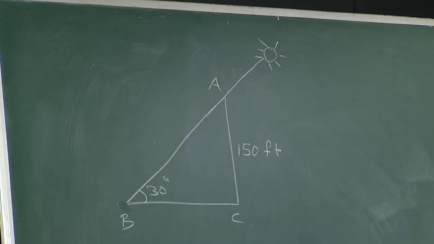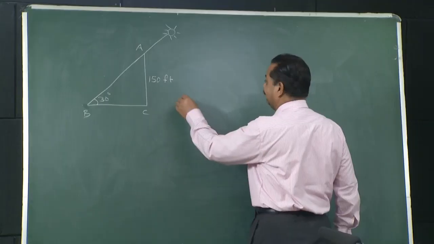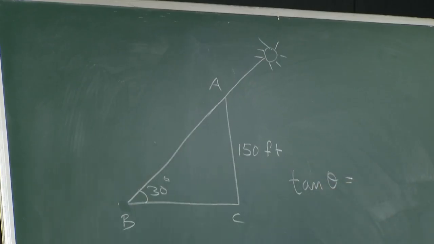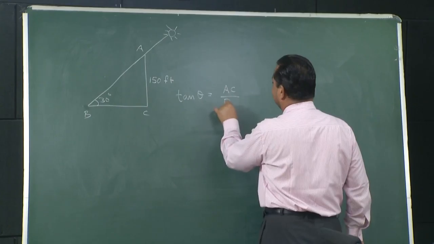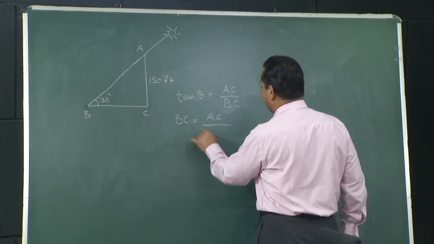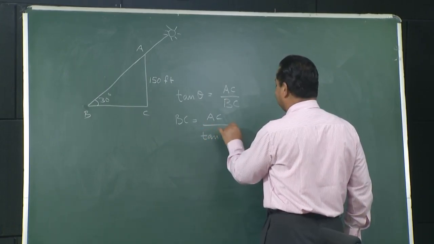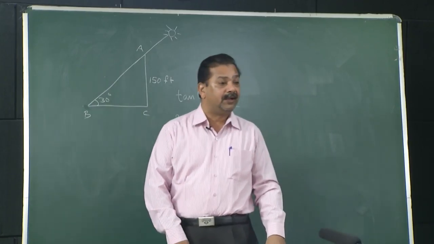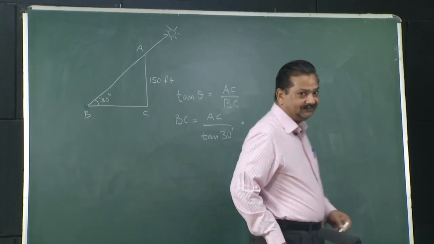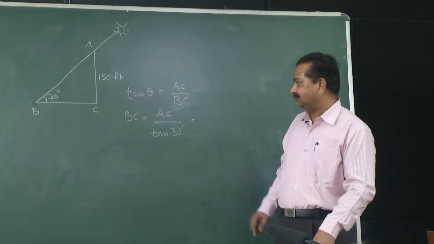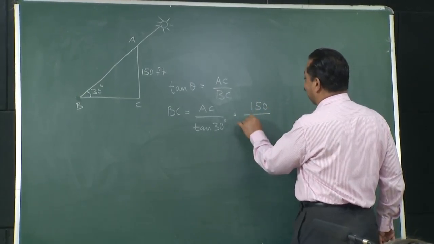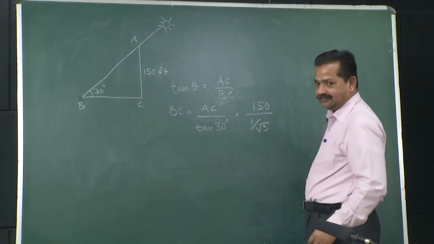So we have to take BC and AC. Then only we will be able to find out BC. This is tan theta, na? Tan theta is equal to AC upon BC. So your BC is AC upon tan 30. What is tan 30? 1 by root 3. Clear? Is this clear?